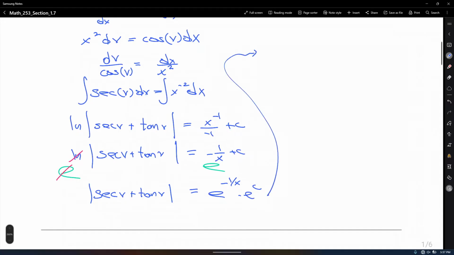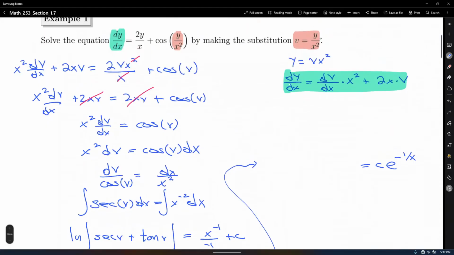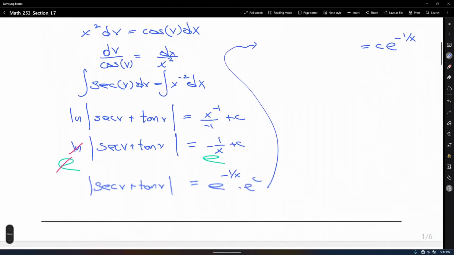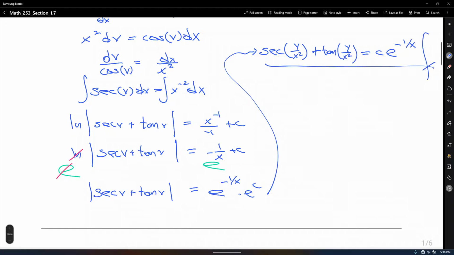All right, so let's do that. And at the same time, I will write c e to the negative 1 over x. I'm going to back substitute for what we got for v. What did we get for v at the beginning? y over x squared. So that'll be secant of y over x squared plus tangent of y over x squared. All right, and that is our general solution.